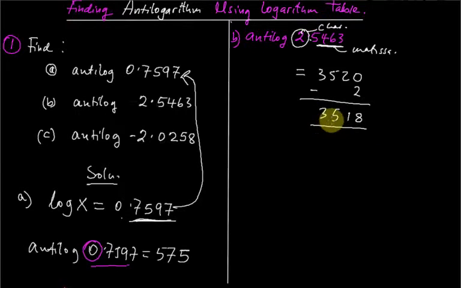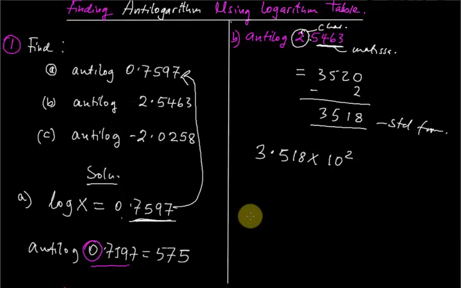Now you change this number into standard form. This is the same as 3.518 times 10 to the power of the characteristic. Okay, the characteristic was 2, so it is times 10 power 2.